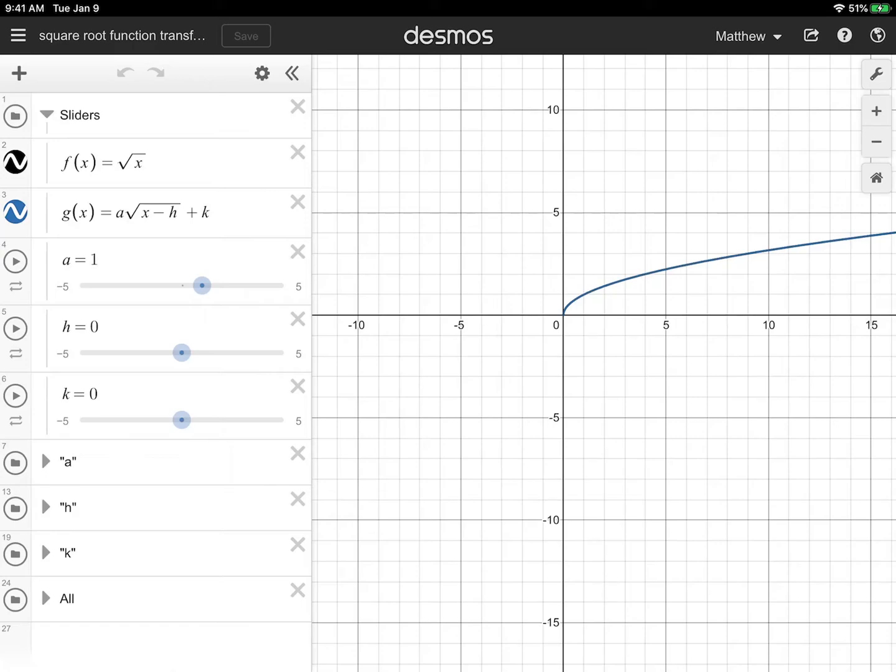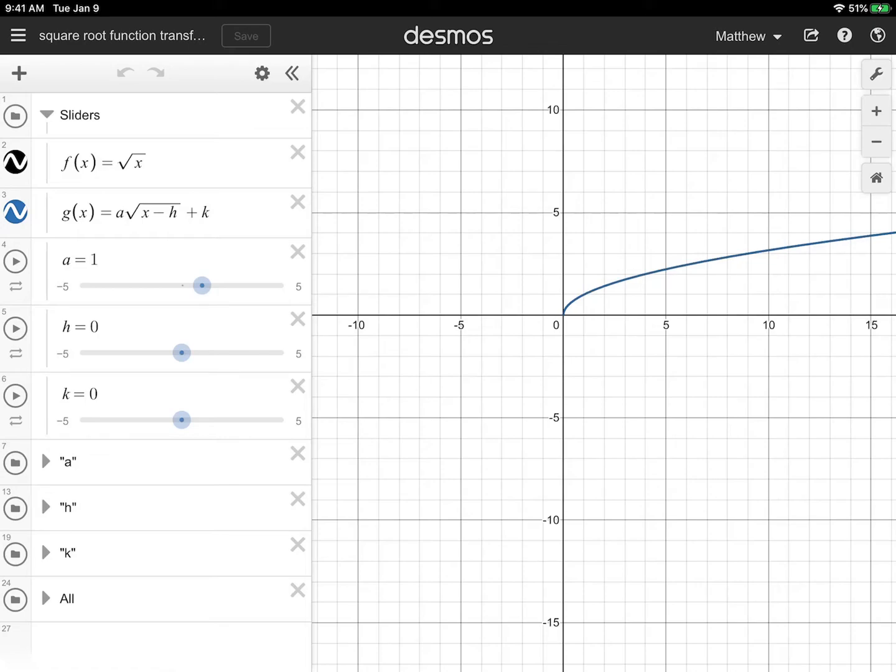Okay, so here we have our Desmos graph, and the black is our parent function, which is just the square root of x. Now, just like the other general rules of transformations, if we look at g of x right underneath, we can see that it's equal to a times the square root of x minus h, plus k. And just like all of the other functions that we have talked about, these a, h, and k all do the exact same thing that they did before.